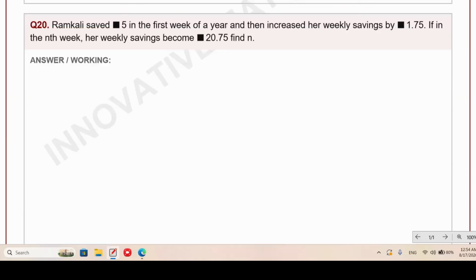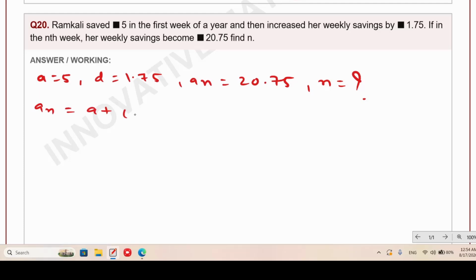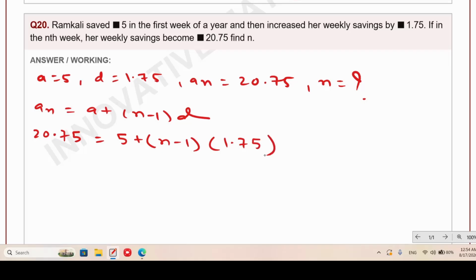Ramkali saved rupees 5 in the first week. So A is equal to 5 and increased, D is equal to 1.75 and AN is equal to 20.75. N का वैल्यू आपको निकालना है. Very easy. Same thing, AN is equal to A plus N minus 1 into D. So AN is 20.75 equal to 5 plus N minus 1 times D, which is 1.75, right?